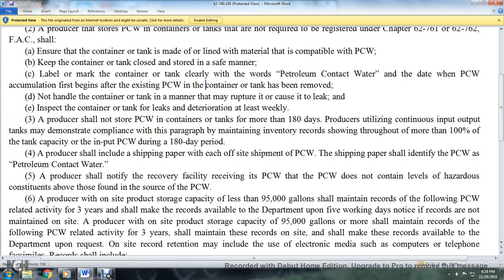A producer shall include a shipping paper with each off-site shipment of the petroleum contact water. The shipping paper shall identify the petroleum contact water as petroleum contact water. The producer shall notify the recovery facility receiving the petroleum contact water that the petroleum contact water does not contain levels of hazards above those found in the source of the petroleum contact water.